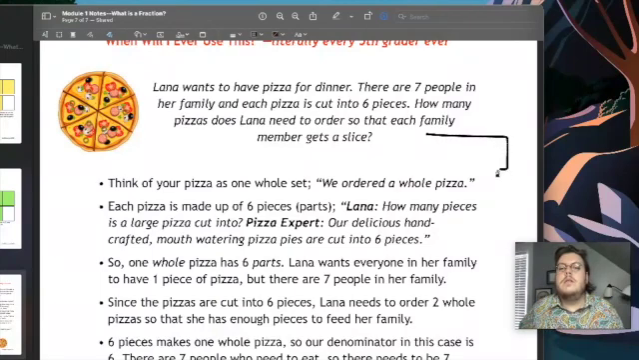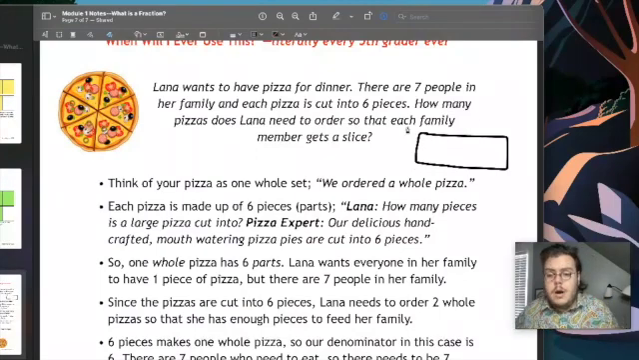Okay, so there's our rectangular model. What do we already know about the pizza? Well, if we're thinking about our pizza as a whole set, we already know that the pizza is cut into 6 slices. So one whole pizza has 6 parts.